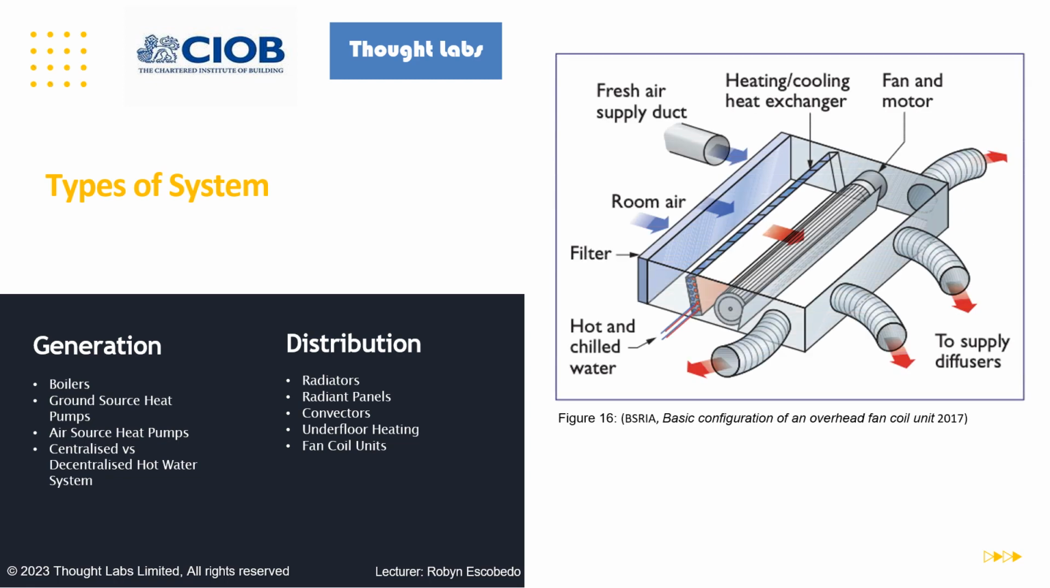Fan coil units. A fan coil unit comprises a fan, heating coil, cooling coil, and air filter. The fan draws air through a heating coil for heating and cooling coil for cooling. This air then passes into a plenum, which has multiple outlets for connection to multiple diffusers, or to one diffuser.